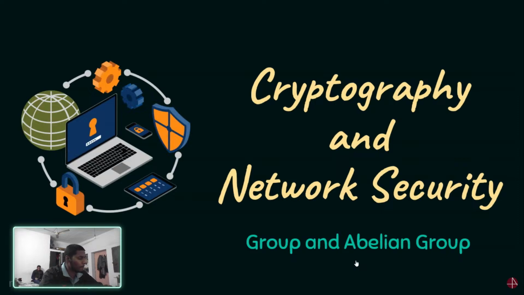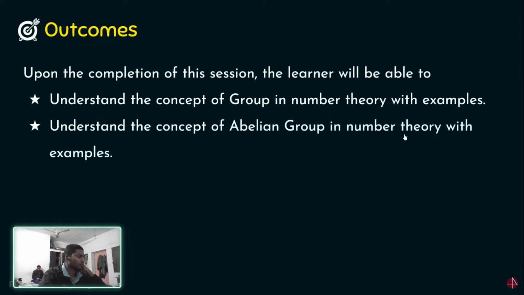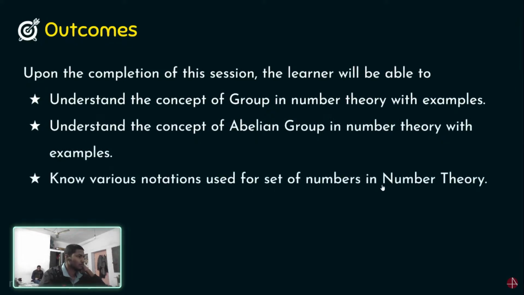Hello everyone, welcome back. In this presentation, we will focus on group and abelian group. As usual, let's start the session with the outcomes. Upon the completion of the session, the learner will be able to: outcome number 1, understand the concept of group in number theory with examples. Outcome number 2, understand the concept of abelian group in number theory with examples. And outcome number 3, know various notations used for set of numbers in number theory.